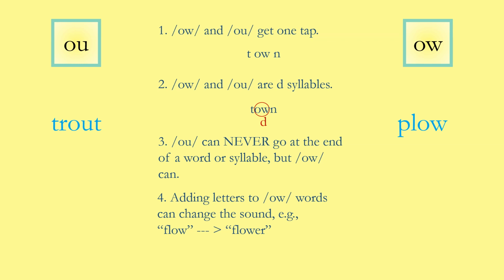Number 3, OU can never go at the end of a word or syllable, but OW can. And as I mentioned in the last video, adding letters to OW words can change the sound. For example, flow becomes flower. Okay, so we had the word flow, which is still there, but we've added some letters which changed the O to an ow. Okay, show and shower was another one. Okay, it's a lot to remember, so you can always come back and watch this if you forget.